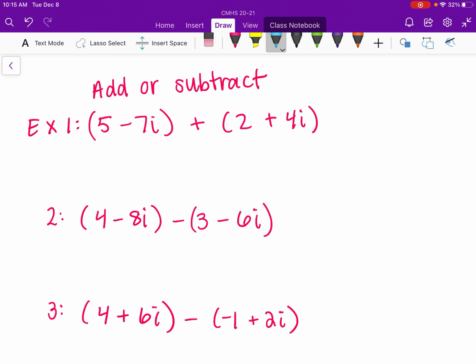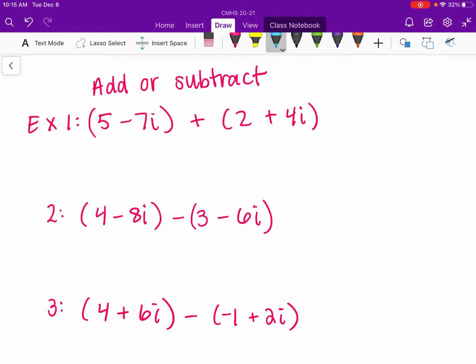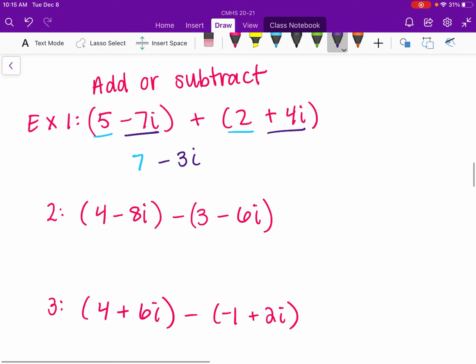Example 1 is to add 5 minus 7i and 2 plus 4i. We're going to add those two together. This is very simple. It's kind of like combining like terms. So these two, the regular numbers, we're going to add, and the imaginary numbers we're going to add. So let's do the blue real ones first. 5 plus 2 is 7, and the purple ones, negative 7i plus 4i. Negative 7 plus 4 is negative 3i. And that is all, ladies and gentlemen. Remember, we're just adding and subtracting.